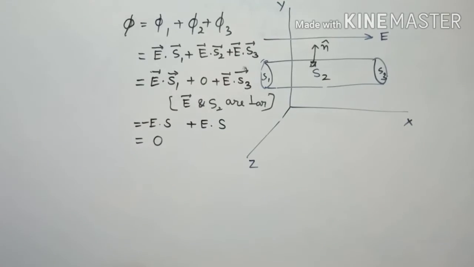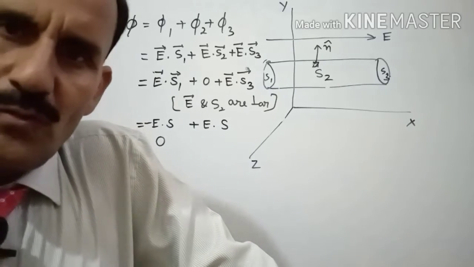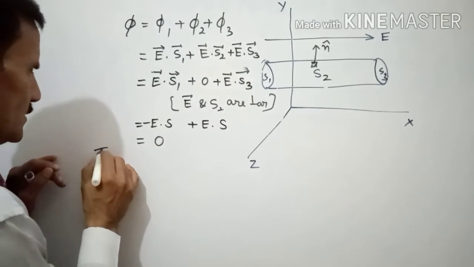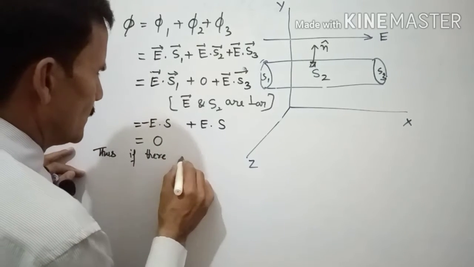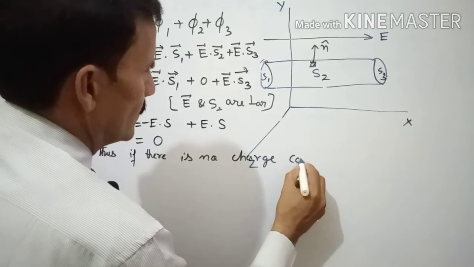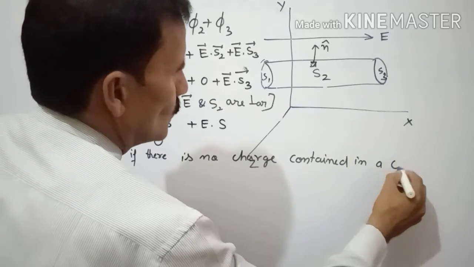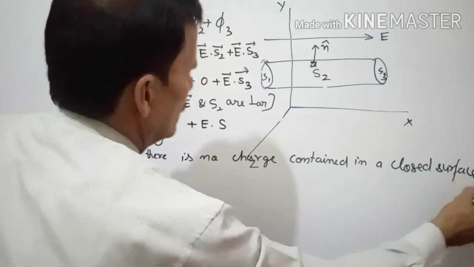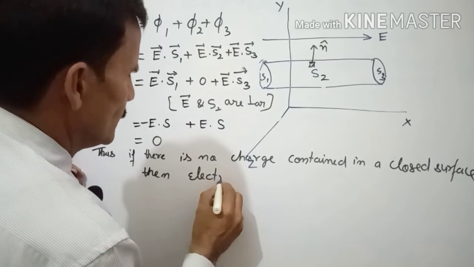So what are you getting here? If there is no charge contained in any closed surface, then the total electric flux is 0. So thus, if there is no charge contained in a closed surface, then the electric flux is 0.